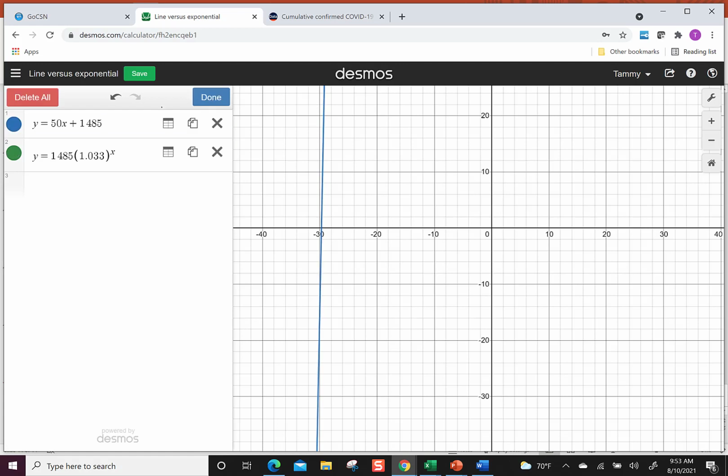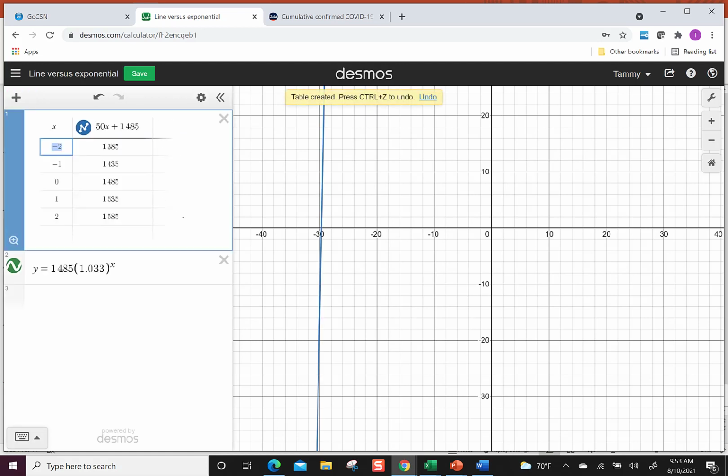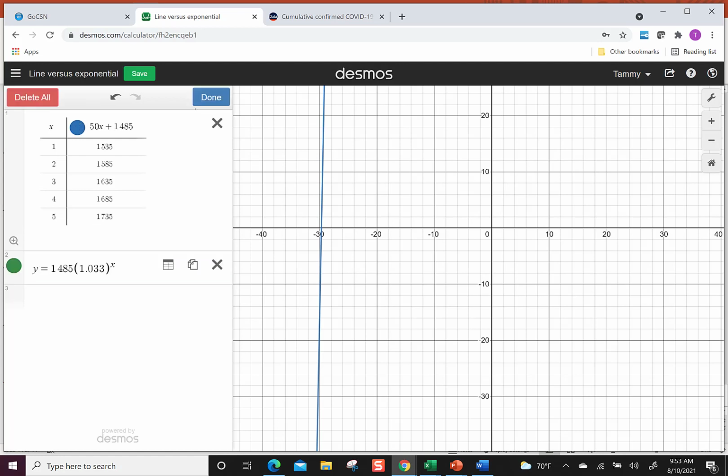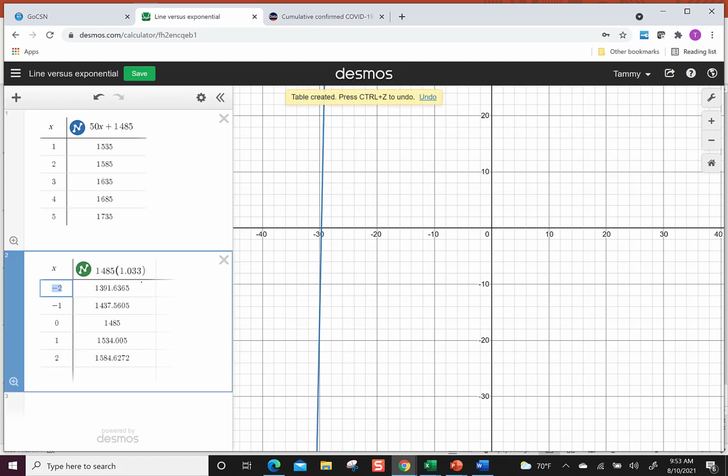To make this easier, we're going to change these to tables. So I'm going to go to the edit, I'm going to say make a table, and instead of the values it has, I'm going to type 1, 2, 3, 4, 5. Same thing for B. I'm going to change that to a table, and I'm going to go 1, 2, 3, 4, 5. So we can see these values, right? And we can compare year to year and see what's happening.